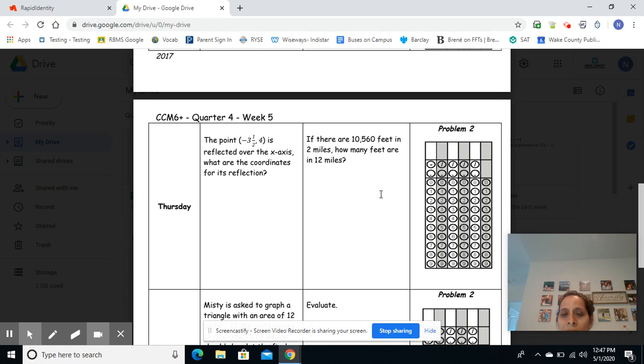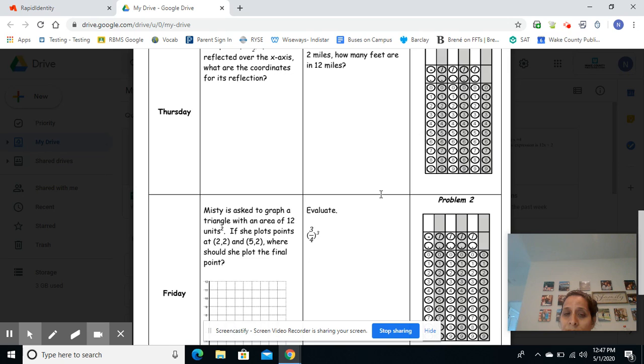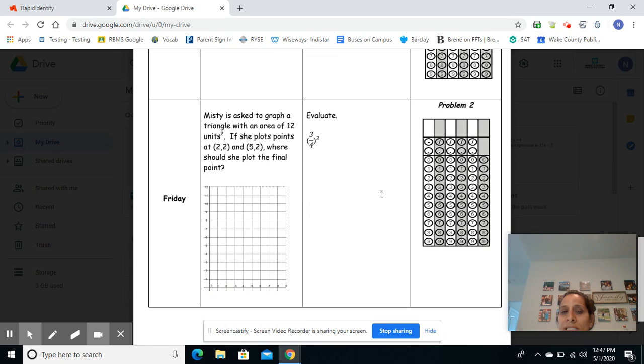If there are 10,560 feet in 2 miles, how many feet are in 12 miles? Okay. And Misty is asked to graph a triangle with an area of 12 units. If she plots the points 2, 2 and 5, 2, where should she plot the final point? Keep in mind here that you want to make sure that you get an area of 12.